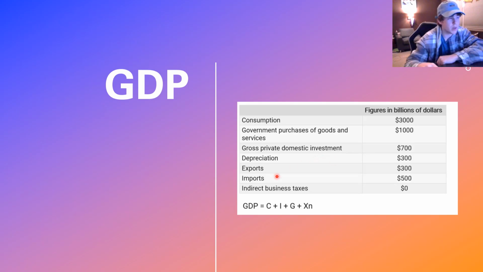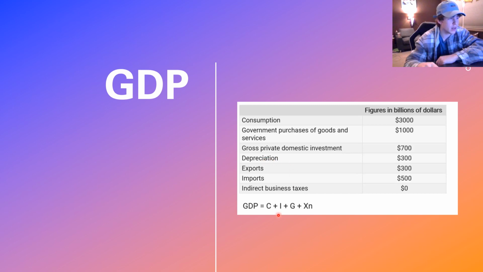All right, so in this example, we are trying to figure out the total GDP of this country using this chart of information right here. So the first thing we need to do is get our formula, SIG-XM, or C consumer plus I investment plus G government plus net exports. So the first thing, we look at consumption, so consumer spending. So 3,000, we're going to go ahead and put that in the consumer section. Government purchases of goods and services, $1,000. That's going to go in the G section, government spending. Gross private domestic investment, $700. That's going to go in our investment section right here.